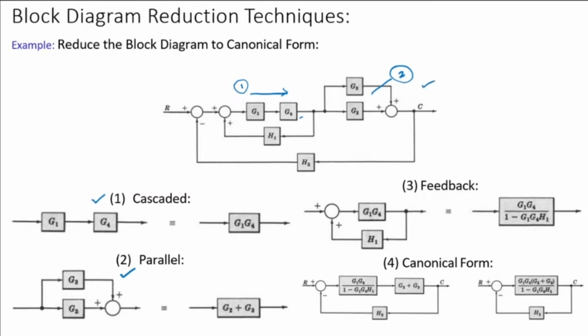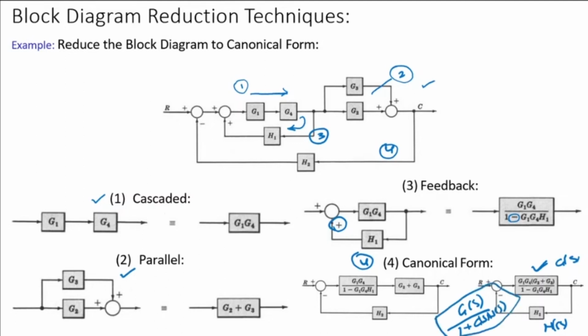Now I need to reduce this loop, so this is my number 3. This is a feedback loop, so this becomes G1 G4 over 1 minus G1 G4 H1. There is a plus here, so this becomes a minus. Then I finally reduce this fourth loop. Once I bring it to this form, you know what to do. This is GS and this is HS, so this becomes GS by 1 plus GS HS.